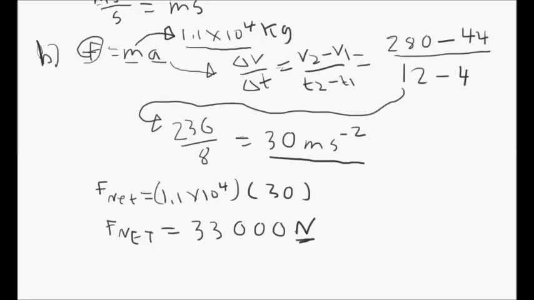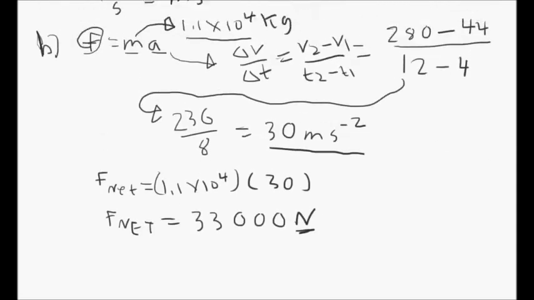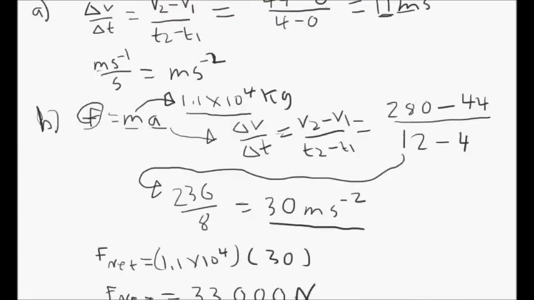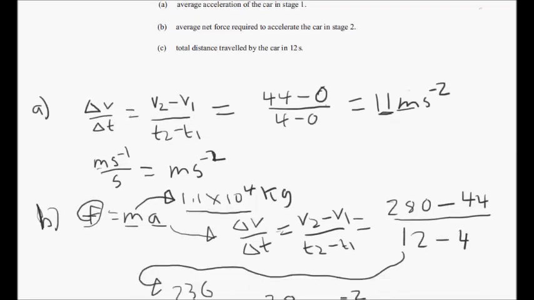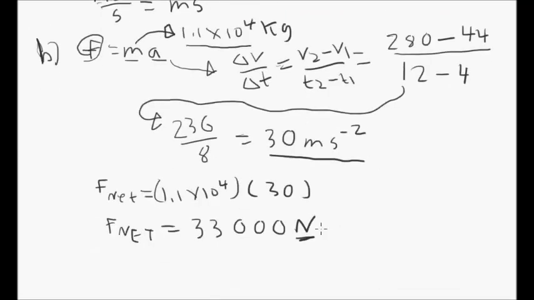So that's our answer. Good. So that is the minimum force required to accelerate the car in stage 2. Now, if you wanted to simplify this a bit further, you could simplify this to 33 kilonewtons, because a kilo is 1,000, which is 33,000 newtons.